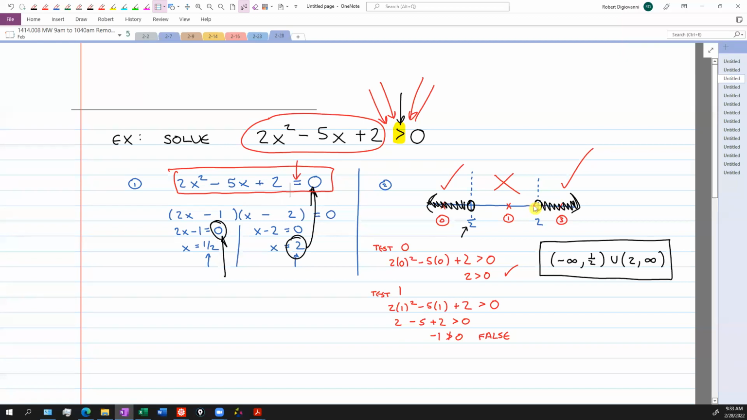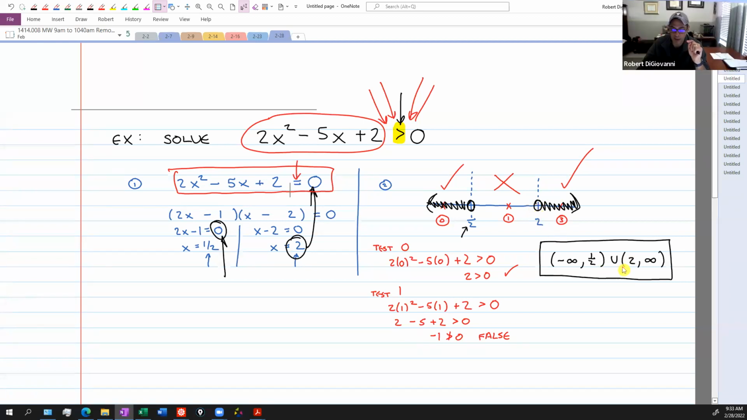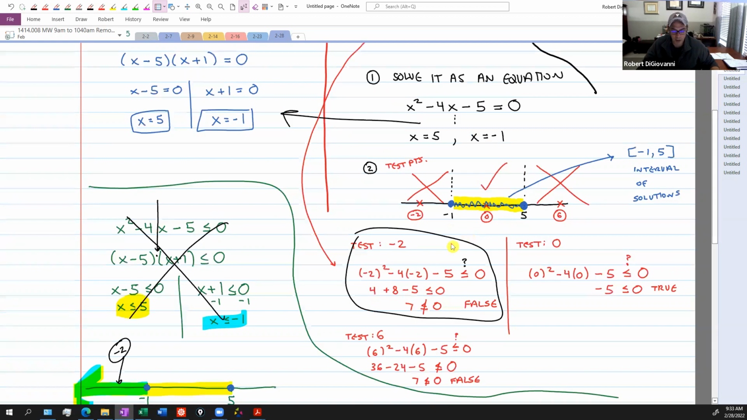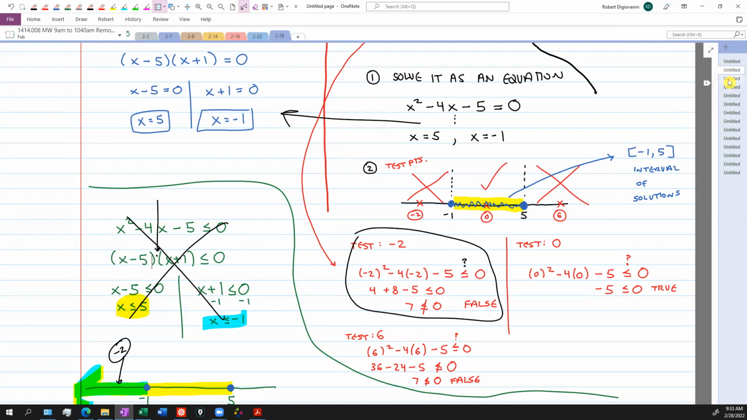And anytime we don't want to include the point, we put a parenthesis. If we did want to include the point, we would put a bracket, like the previous problem. We did want to include -1. We did want to include 5. So that's why I put brackets on the 2 numbers. Okay. Is that clear? Yeah. Okay, good.